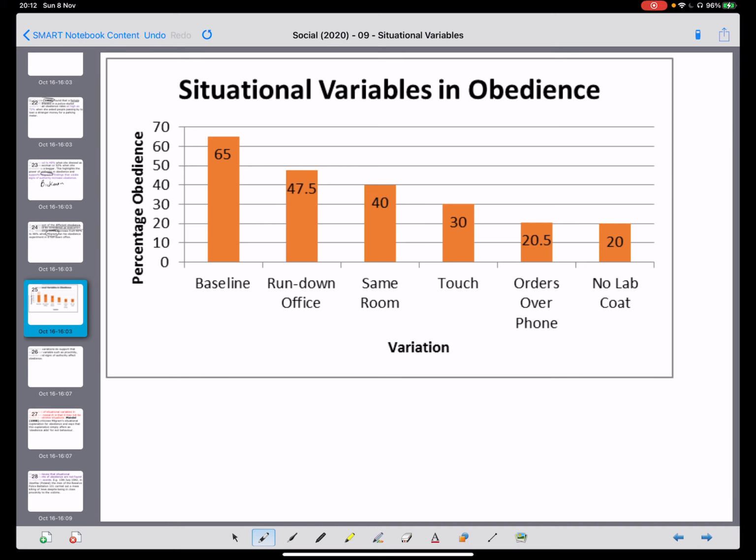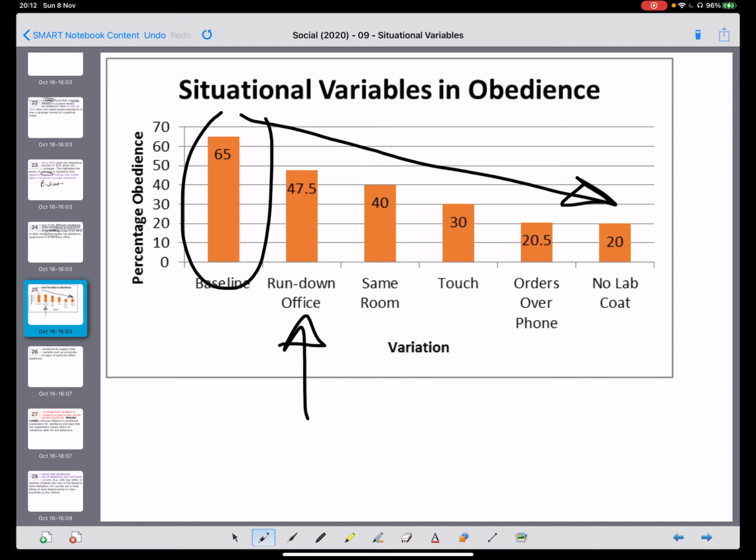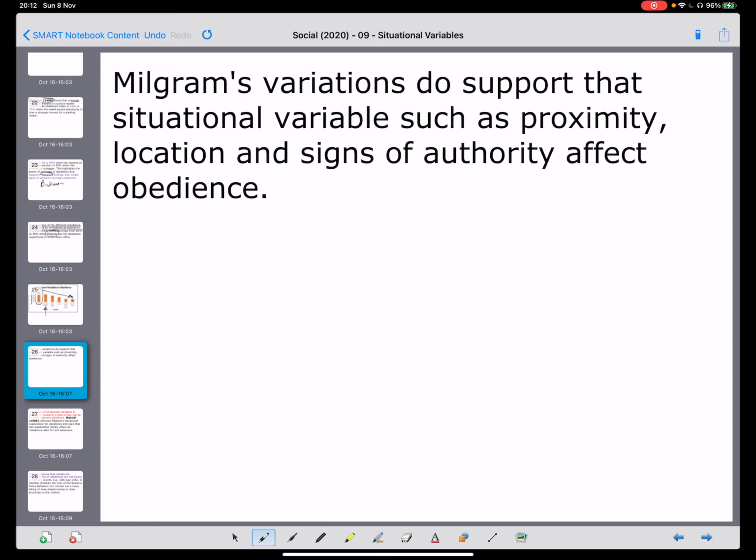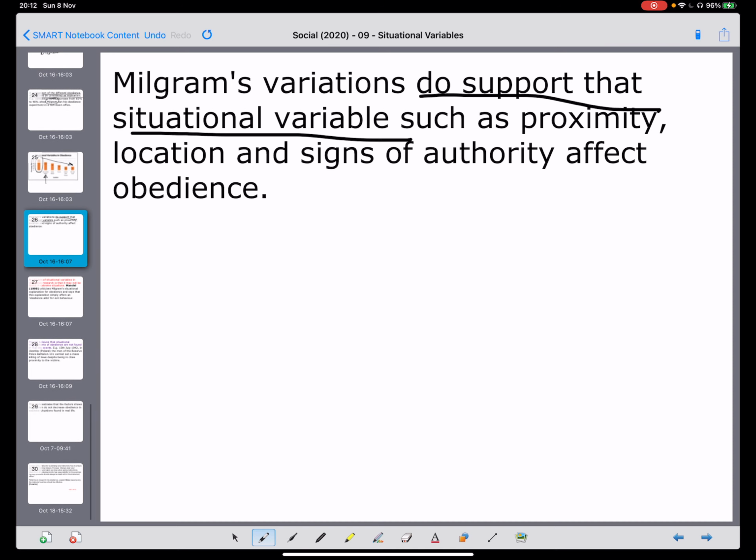And so what we find is we have a kind of diagram like this that we could draw, where we have a steady drop in obedience between the different situations. So the rundown office we see has a particular type of obedience. We have the baseline of being 65. So we can do a direct comparison between something like the baseline and the touch plate proximity example. So please remember that Milgram does support situational variables. Okay, so please use them in order to explain the point.